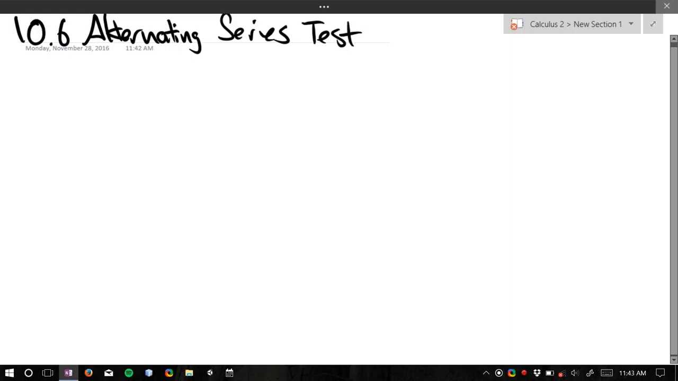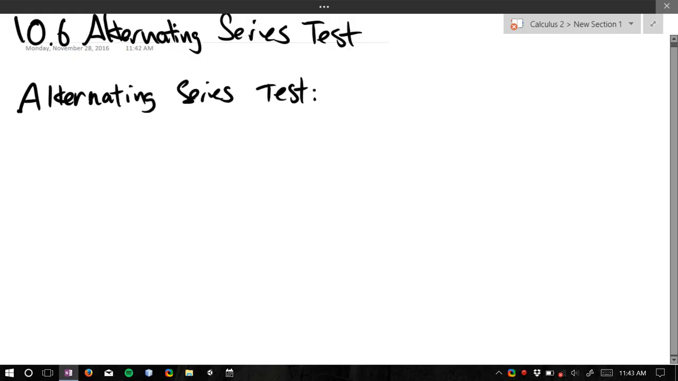Now, for the alternating series test, there are just three things you have to pass. They're all very easy to check, and if you pass them, then you're convergent. So I'm just going to write down the test right here. There's three things you have to pass. First, you have to alternate, so the series alternates signs.